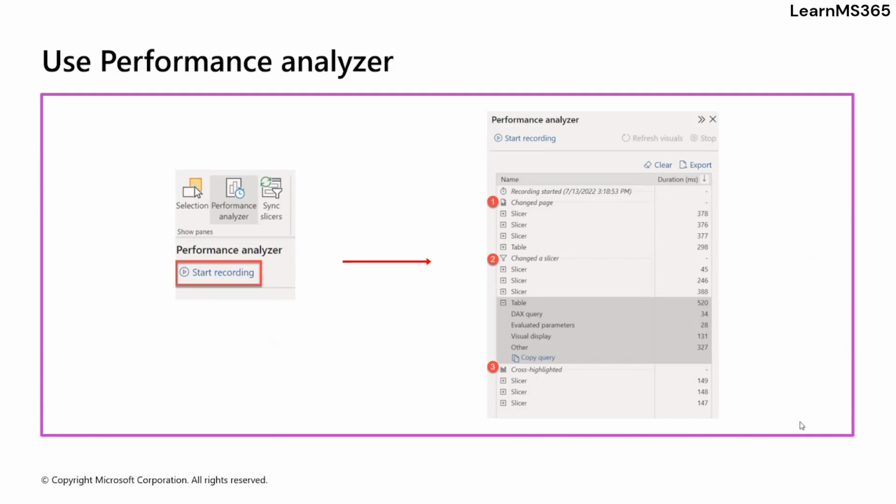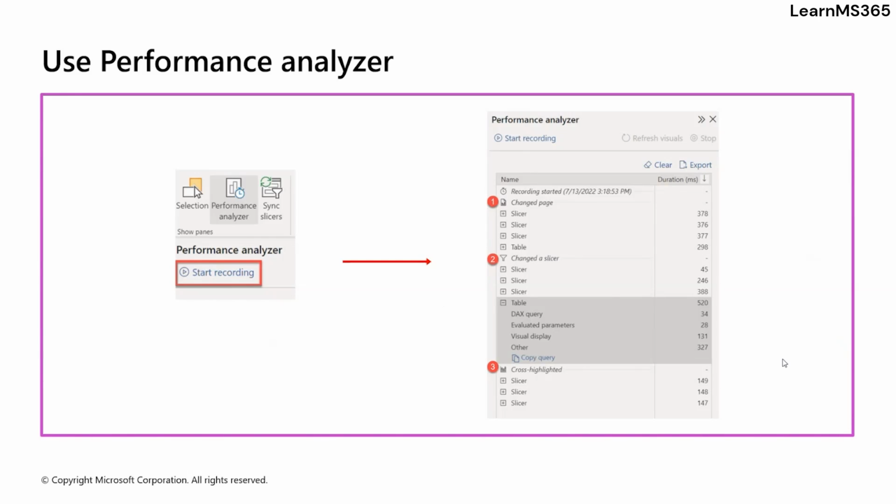In the example on the slide, three actions were taken after recording started. First, navigated to a new report page. Second, changed a slicer value. And third, cross highlighted a table.